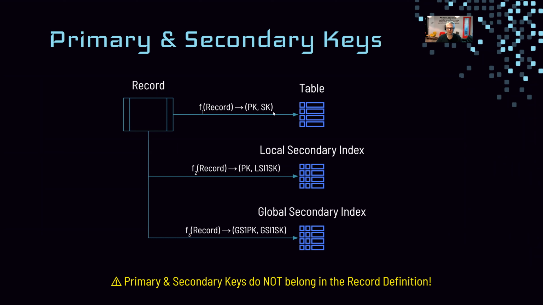The partition key and sort key are really a function of the record. Somewhere, as part of the data access model, you have made a determination that some fields in the record are used to generate the partition key and the sort key in order to store it in the table. Similarly, you may have another function which also creates the local secondary index 1 sort key value, optional, you don't have to if you don't need it. And the same thing for the global secondary index.